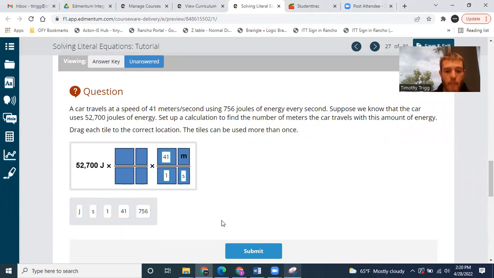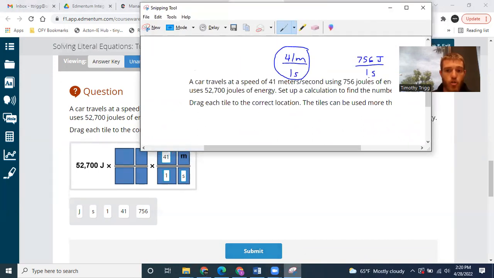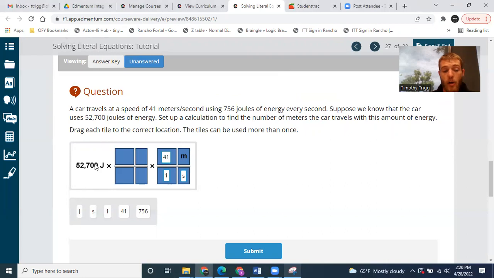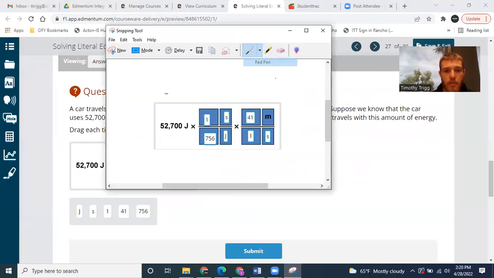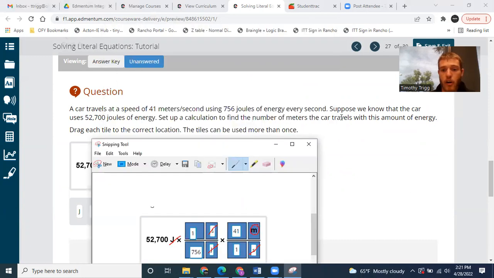Okay, now this other fraction, I'm going to be using this 756 joules per second. So since these joules right here are considered on the top, the numerator, we need the other joules in the denominator to cancel with this J canceling with that J. All right, per 1 second. So here's our setup. And I hope you can see that this J would cancel with this J. This S cancels with this S, leaving us with just meters, which is what we want. We want our answer in meters because it says how much distance does it travel, right? Find the number of meters the car can travel, right?